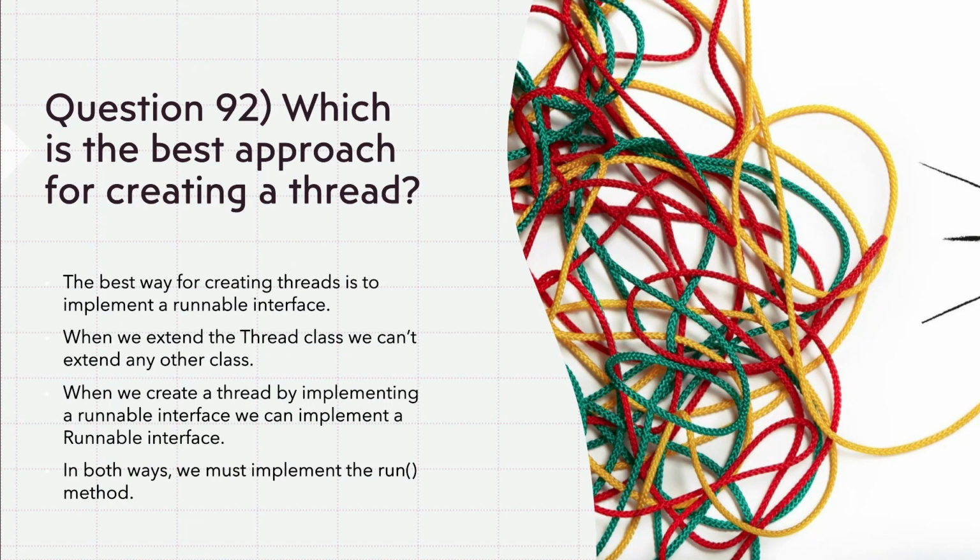Question 92. Which is the best approach for creating a thread? The best way for creating threads is to implement a Runnable interface. When we extend the Thread class, we can't extend any other class. When we create a thread by implementing a Runnable interface, we can still extend another class. In both ways, we must implement the run method.